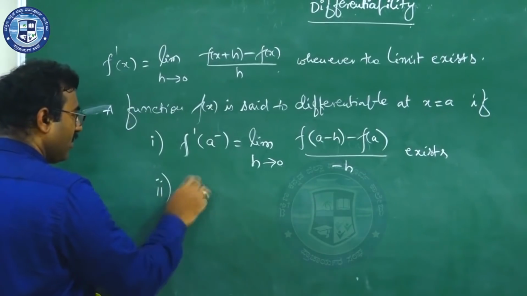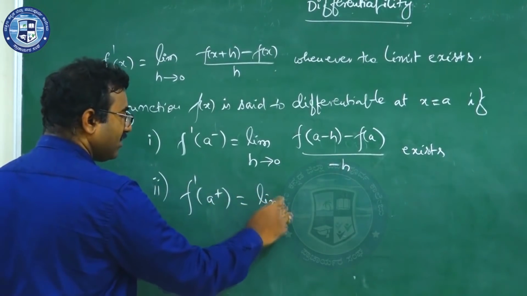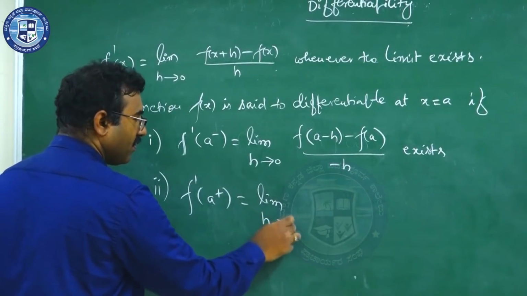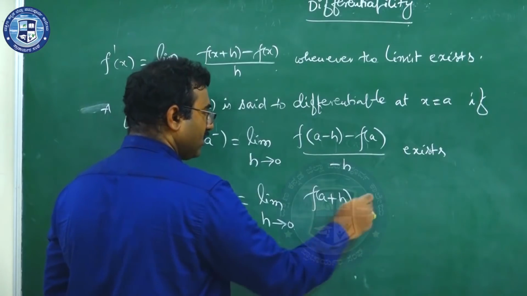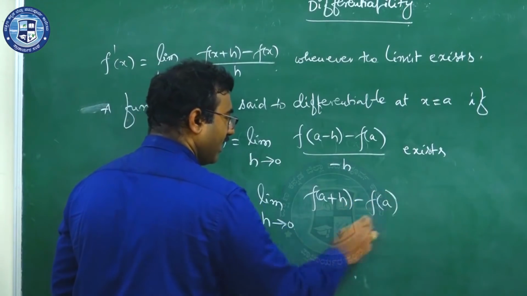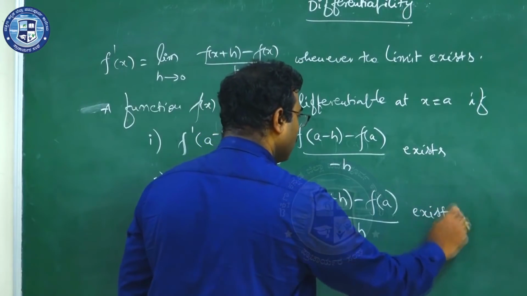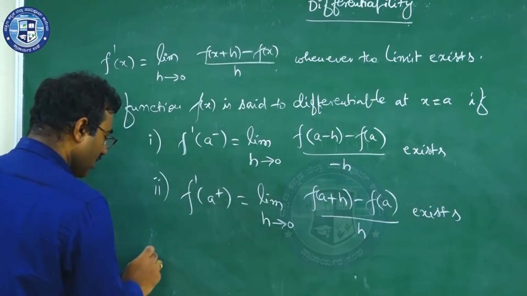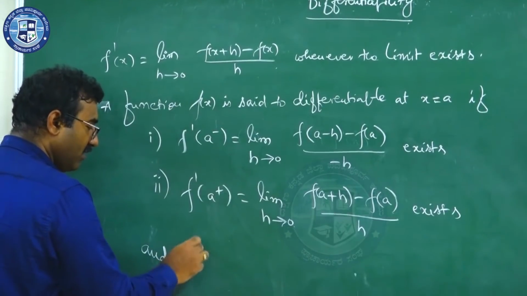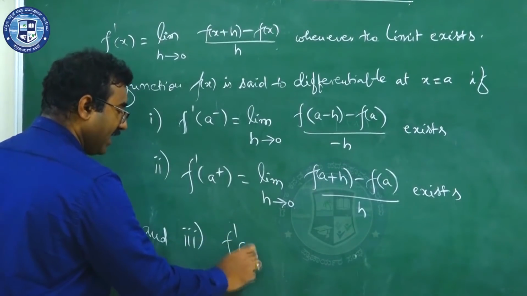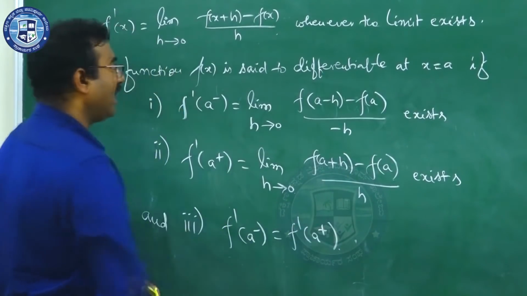Second, f dash of a plus means limit h tends to 0 of f of a plus h minus f of a divided by h exists, and these two must be equal. f dash of a minus must be equal to f dash of a plus.